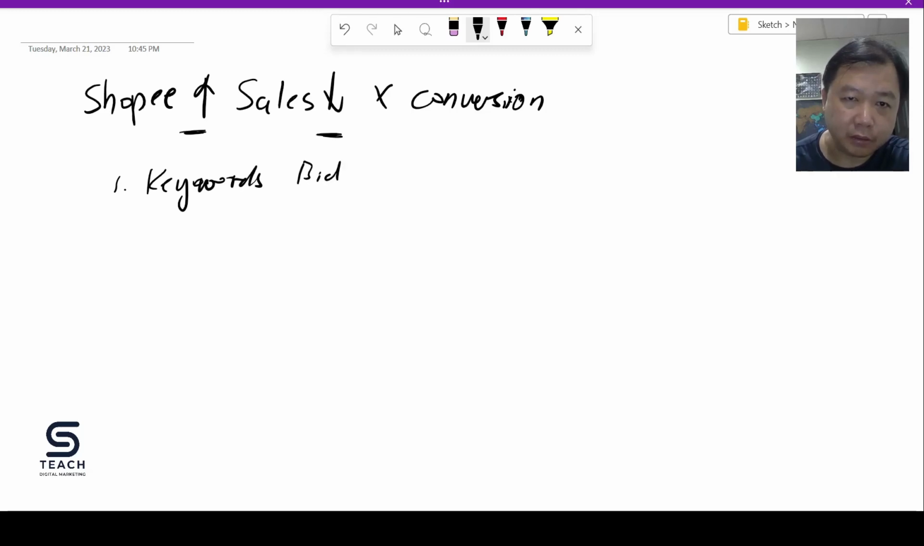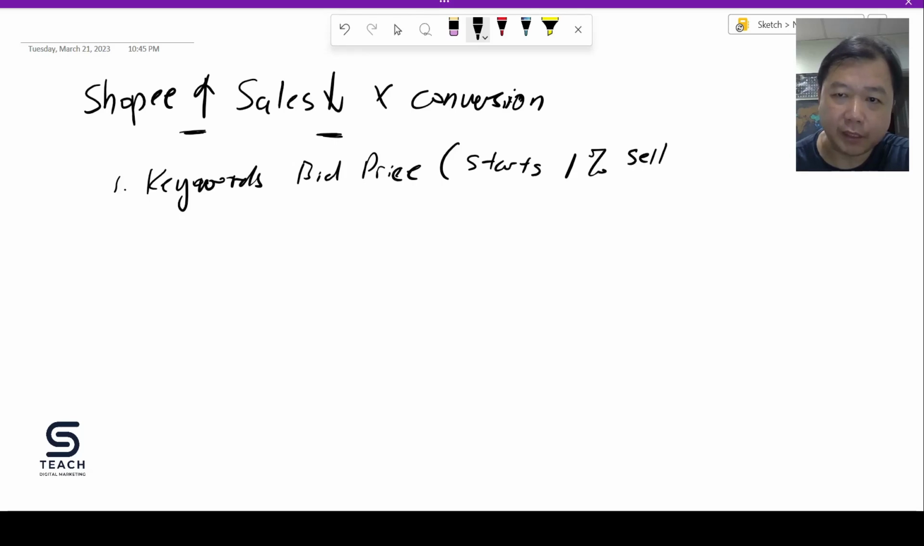bidding price. My way of doing it is the bid price should start at 1% of your product selling price. 1% of your product selling price. So if you're selling something for 10 ringgit, you start your bid price at 10 cents.